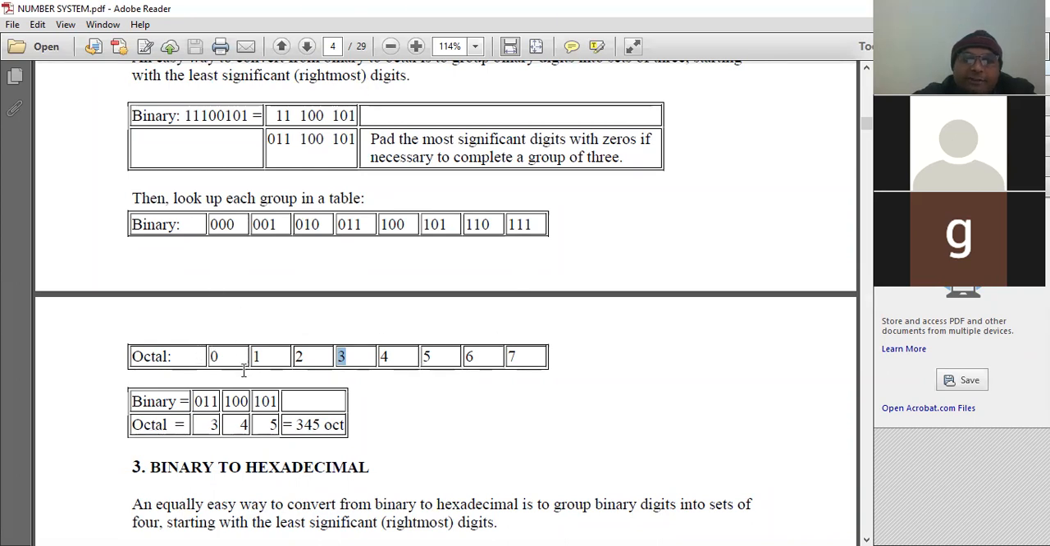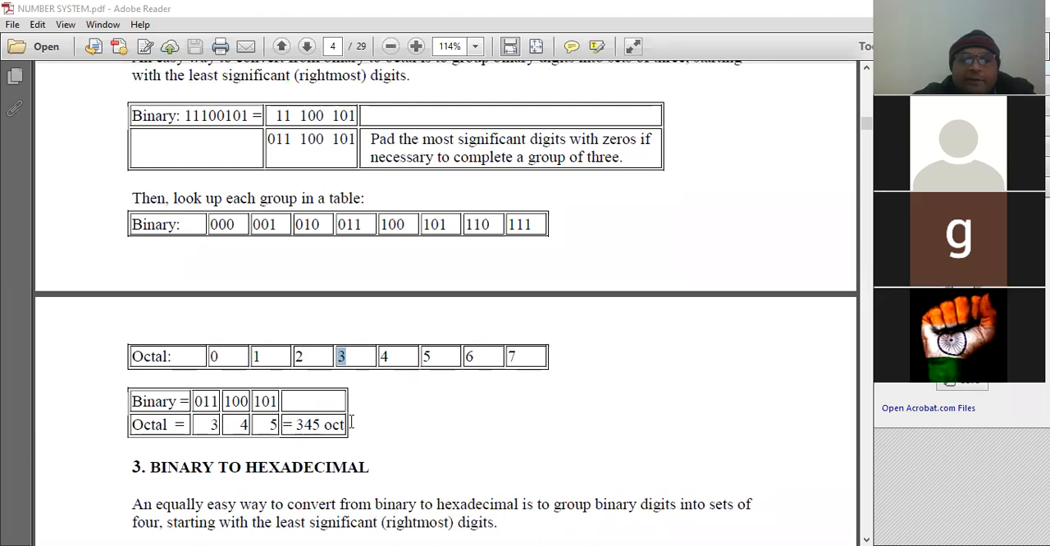Now I have this table, and when we converted this binary number, I wrote it over here. 011 will be represented by which number? 3. So I've written here 3. Next, 100 will be represented by 4. So I've written here 4. And 101 will be represented by 5. So I've written here 5. That is 345, the octal number. This binary number is converted into an octal number.